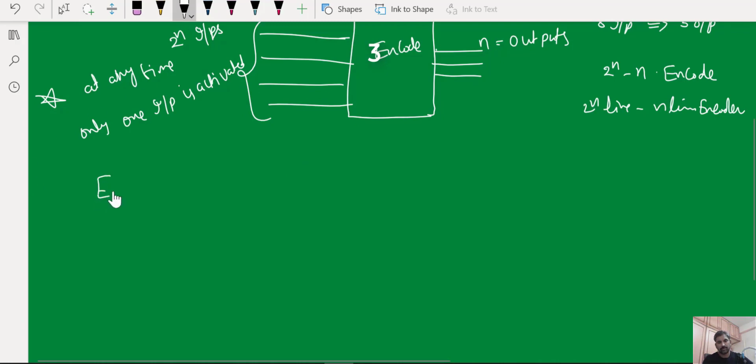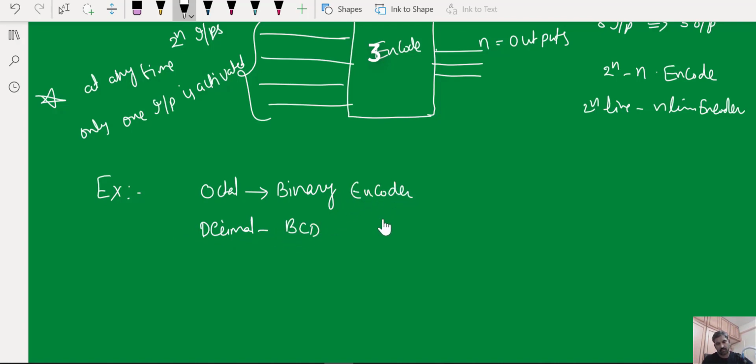Let's take some examples of encoders. Octal to binary encoder, that means you are going to give an octal number, and it is going to produce the binary equivalent, or decimal to BCD encoder. Sometimes we call the same as 3 line to 8 line encoder.